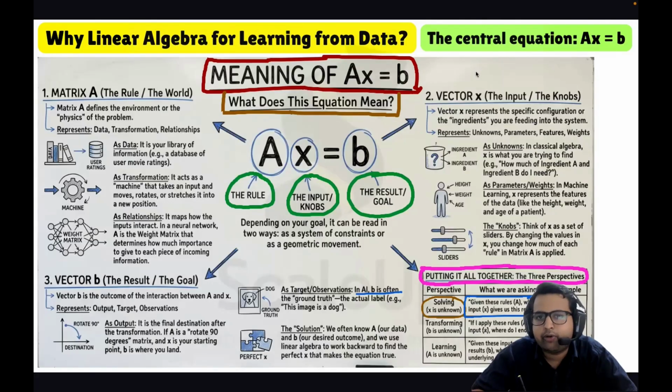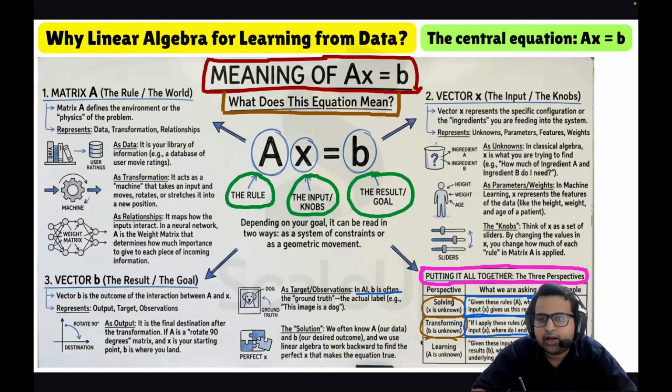The other perspective of using this equation can be transforming. In transforming, b is unknown. The idea is that we apply some set of transformations, the rules, represented by the matrix A. If I apply these rules, given by the matrix A, to this input x, where do I end up? That is what transformation is. So we can make use of this equation for transforming, for solving, and for learning.